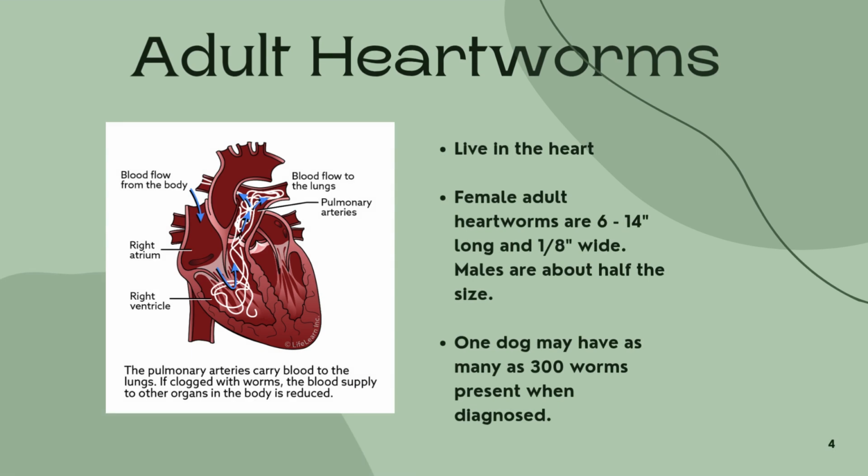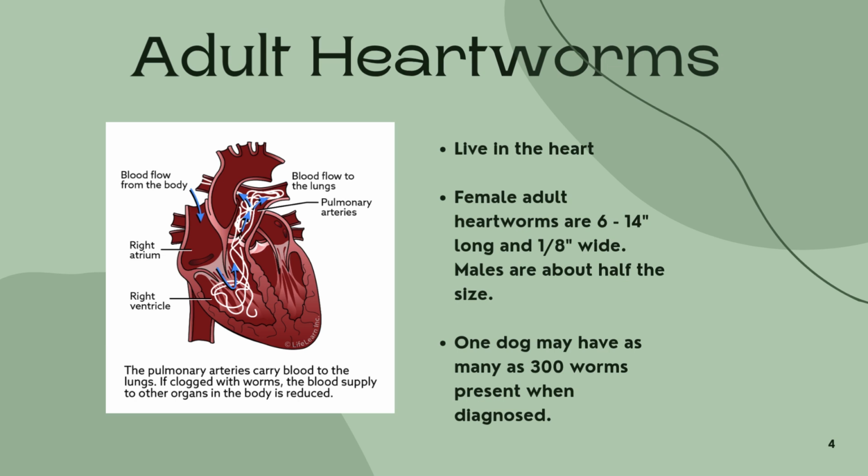Now let's talk about the adult heartworms and where they like to live and hang out. I've included a diagram here of the heart so that you can see how it works, and how they affect the heart and cause issues. So they live in the heart. Female adult worms are about 6 to 14 inches long, and about 1/8 inch wide. Males are about half that size.